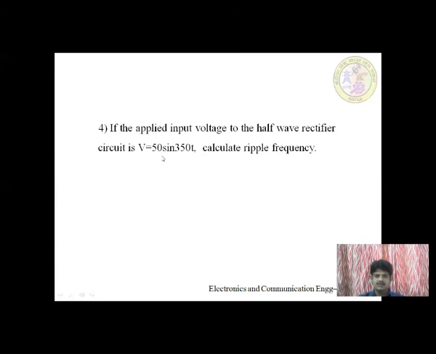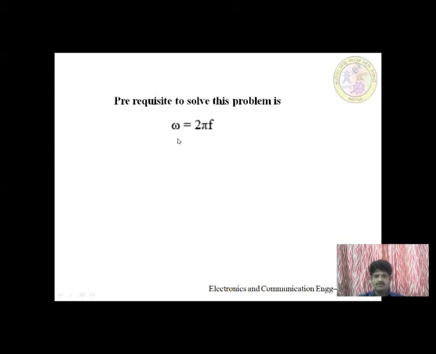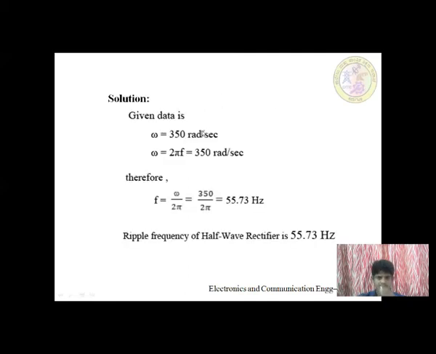We know that V is equal to Vm sin omega t. This omega is 350, and we know the omega equation: omega equal to 2 pi F. So the omega value is given and the omega equation is known. If you calculate using this, you can calculate the ripple frequency of the half wave rectifier. So 2 pi F equal to 350. Send the 2 pi to that side, and it becomes the denominator. So 350 by 2 pi, you will get 55.73 hertz. So the ripple frequency of the half wave rectifier will be 55.73 hertz. Okay. So this is the solution for this problem.